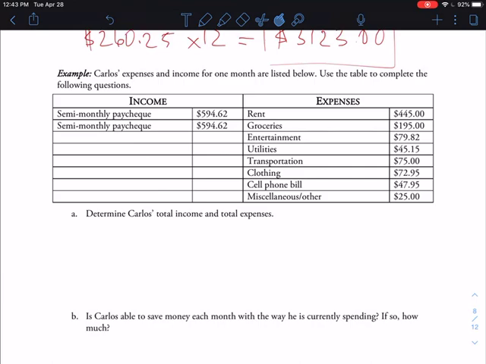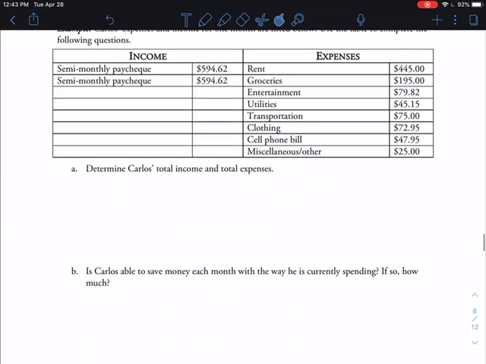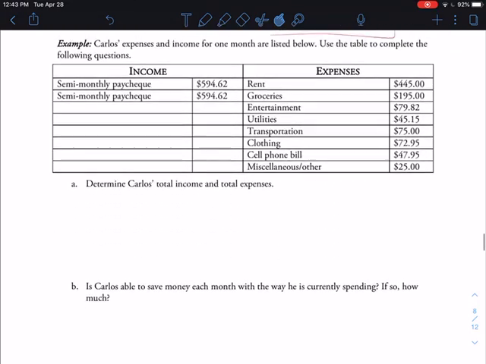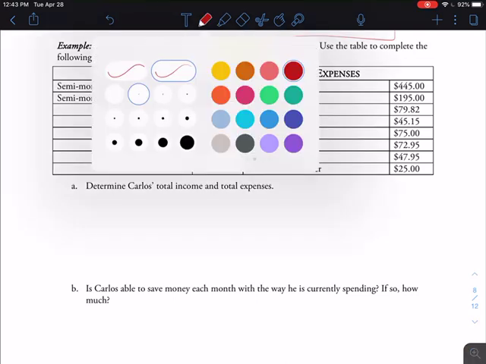Let's talk about Carlos. This example is quite long. It's actually going to take the rest of our pages of this lesson up. Carlos's expenses and income for 1 month are listed below. That's very important, we're just talking about 1 month. We're going to use the table to complete all of the questions.